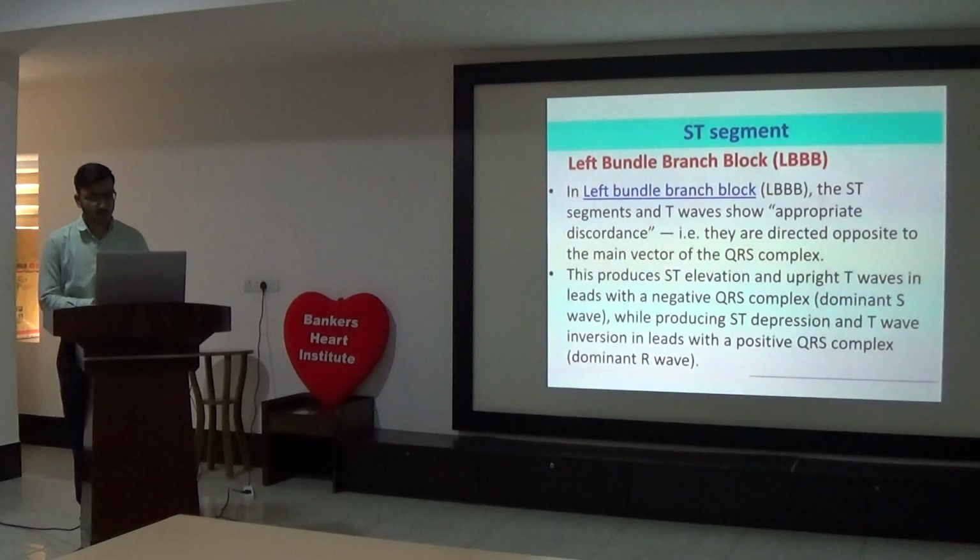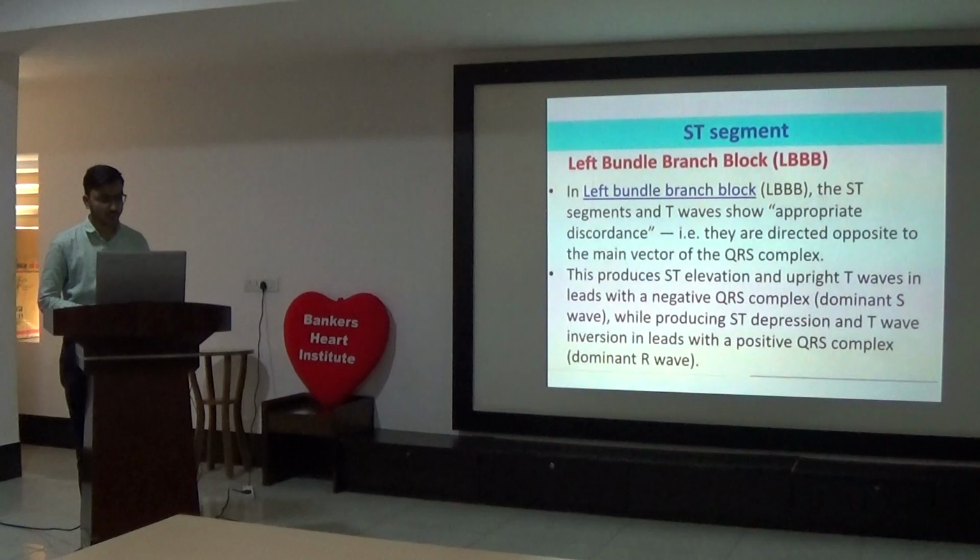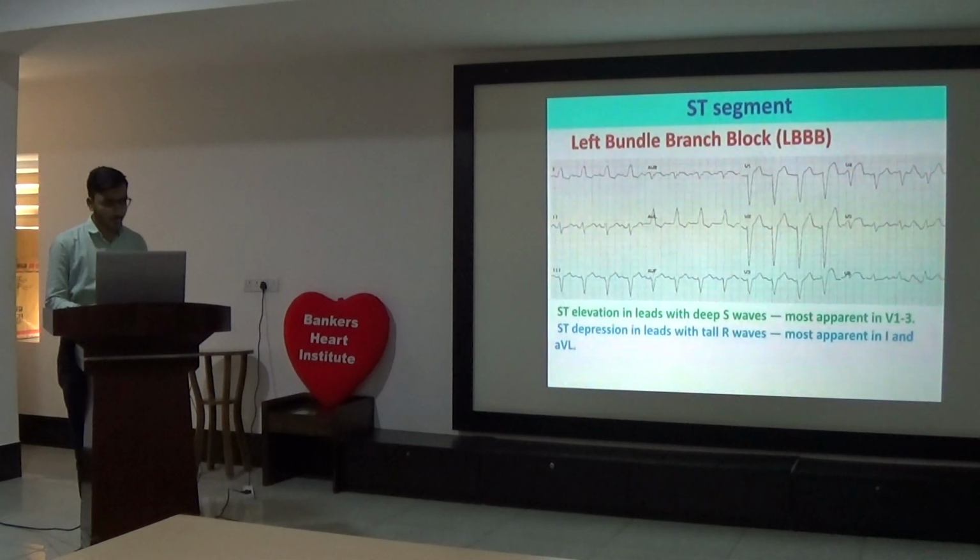So in left bundle branch block, the ST segment and T wave show appropriate discordance. They are directed opposite to the main vector of the QRS complex. So this produces ST segment elevation with upright T wave in leads with negative QRS complex, while producing ST depression and T wave inversion in leads with positive QRS complex. So this is left bundle branch block.